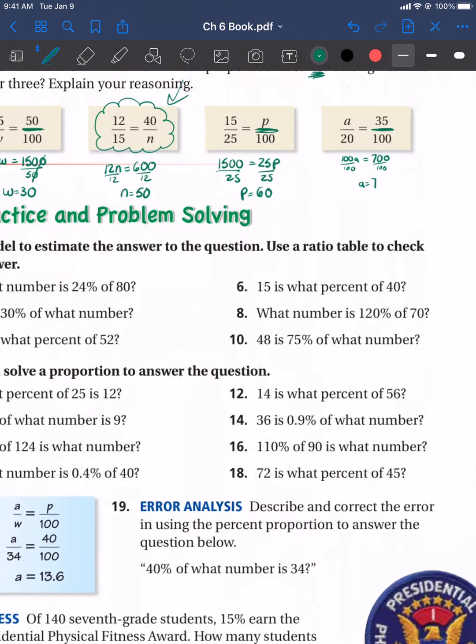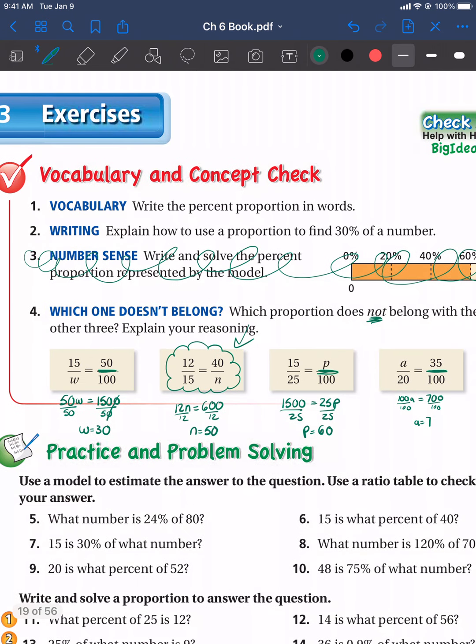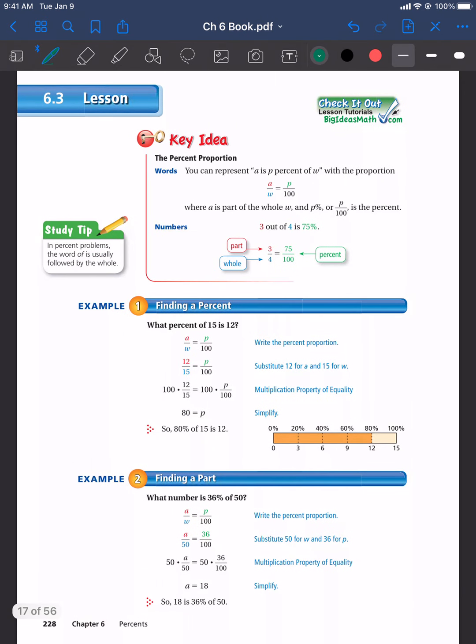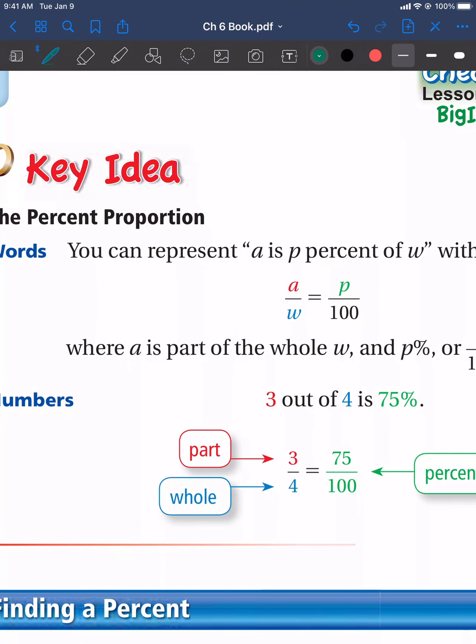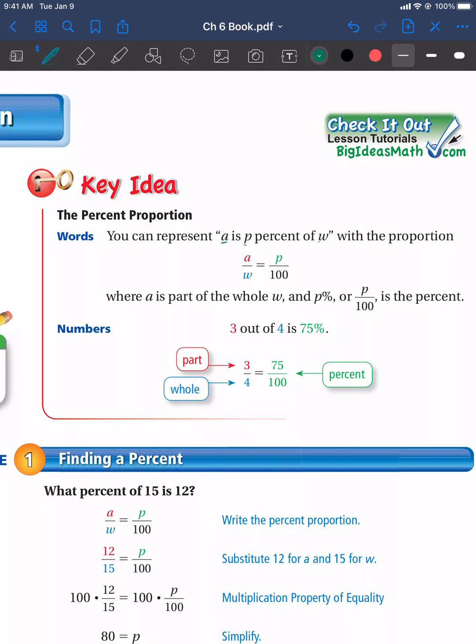All right, you guys can go ahead and work on your homework. It is do the rest, which is 5, 6, 7, 8, 9, 10. Number 1, write the percent proportion in words. The percent proportion in words, that would be over here. You can represent A is P percent of W with the proportion. This is what they're looking for, guys. This is the percent in words, okay? It just means the part over the whole is equal to the P over the 100, which is the percent. I'll explain that more when I get back.